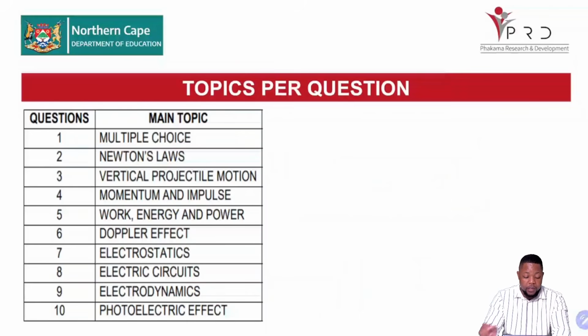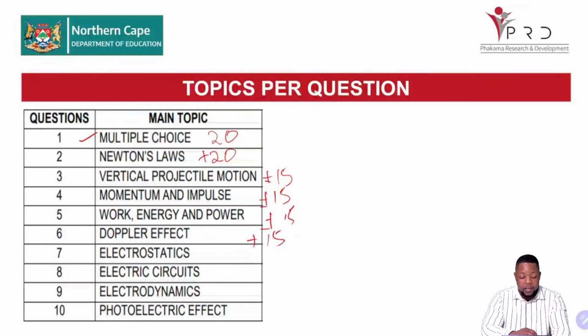Now, let's look at the topics per question. This is how your paper is going to be. Question 1, you're going to get multiple choice questions. Remember, there are 10 of them with a total of 20 marks. And then you get your Newton's laws, plus minus 20 marks. Vertical projectile motion, plus minus 15 marks. Momentum and impulse, plus minus 15 marks. Work, energy and power, plus minus 15 marks. Doppler effect, plus minus 15 marks, and then the list goes on. Electric circuits, electrodynamics, and the photoelectric effect. So these are the topics that you will find on your examination.